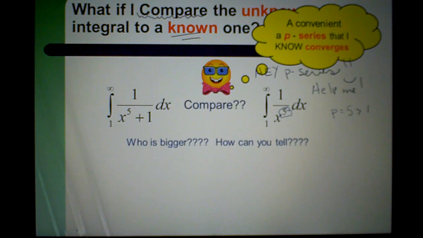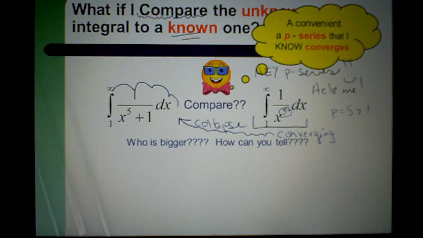But I have to be sure and say that the converging p-series has to be able to collapse on top of the unknown. And I want you to think of it as literally squishing.